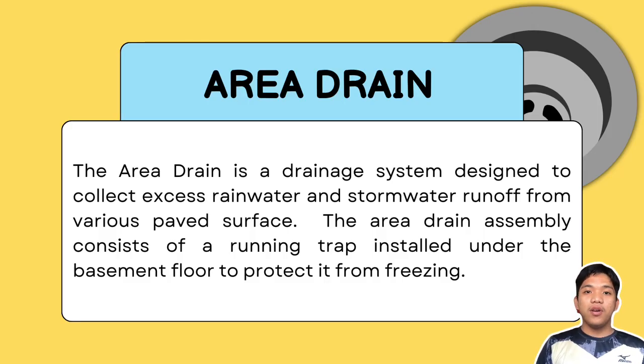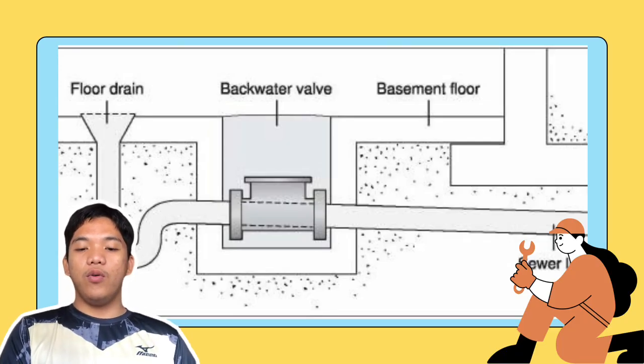Now, let's delve into our second topic, which is the area drain. Area drain is a drainage system designated to collect excess rainwater and storm water runoff from various paved surfaces. The area drain assembly consists of a running trap installed under the basement floor to prevent it from freezing. So basically, what an area drain does is help to prevent flooding and water damage around the property. However, authorities require it to be maintained regularly since an area drain consists of a basin where potential clogging of water might occur.